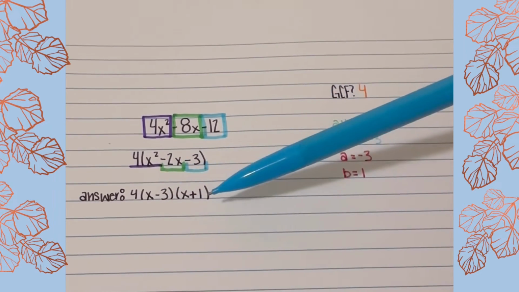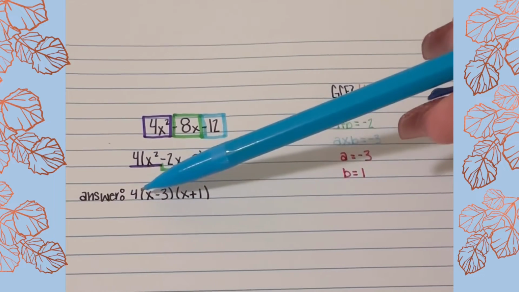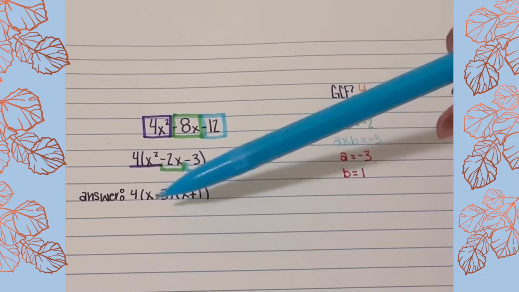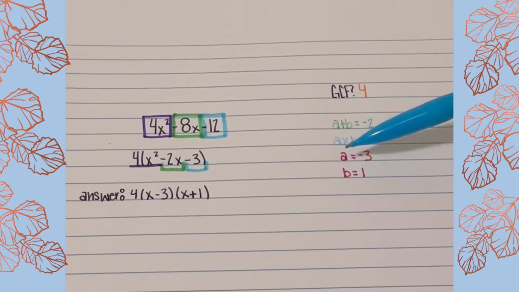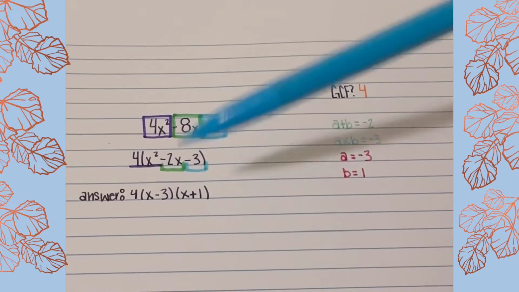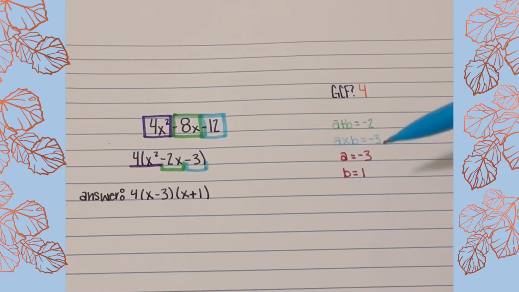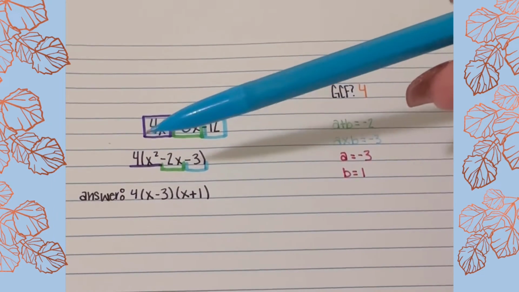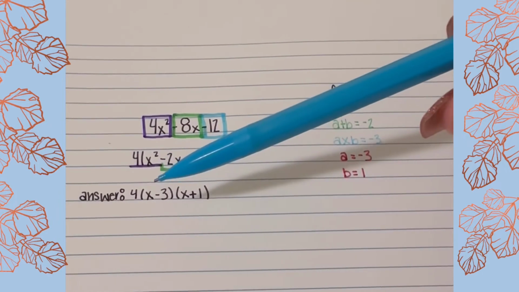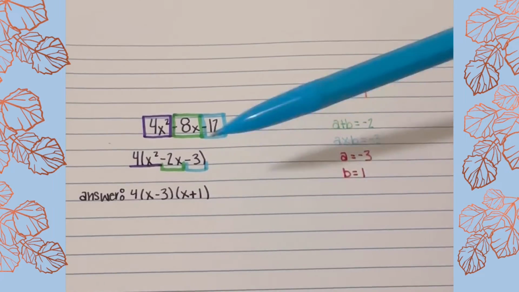Then you're going to write it out right here. You're going to bring that 4 down once more, and it's going to be x minus 3, because the 3 is your replacement for a, close that parentheses, times x plus 1, and that 1 is the replacement for b. And so you're going to be left with 4 parentheses x minus 3 times x plus 1.